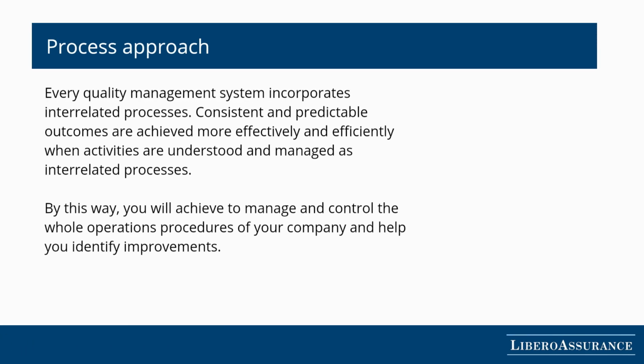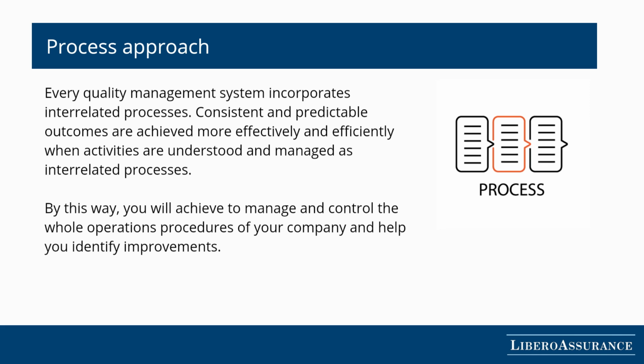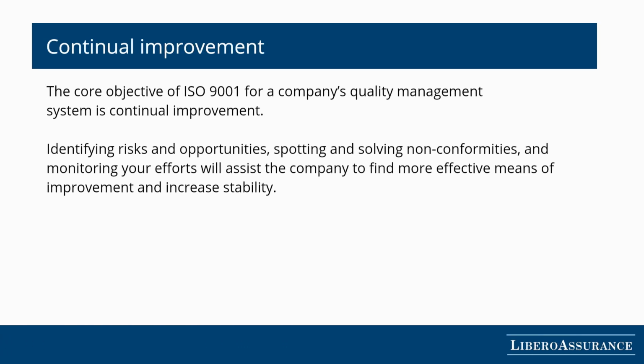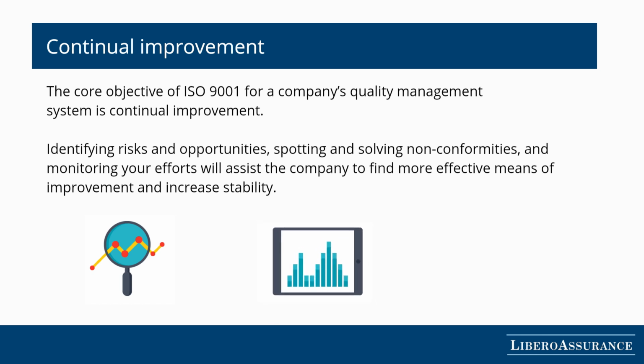Every quality management system incorporates interrelated processes. When activities are managed as interrelated processes, they can produce more consistent and predictable results. This way allows companies to manage and control their entire operational procedures and identify improvements more effectively. Continuous improvement is the primary goal of ISO 9001 for a company's quality management system. Identifying risks and opportunities, detecting and correcting non-conformities, and ongoing monitoring will help the company find more effective ways to improve and increase stability.